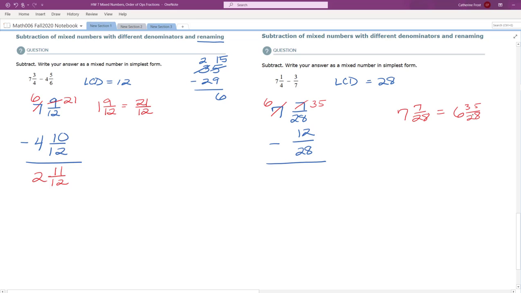Of course, we would never write 6 and 35/28. We don't want to have a mixed number that's got an improper fraction, but it allows us to more easily solve this problem and do the subtraction here. So that's why we're doing it. Okay, so now we do 35 minus 12, and if you're more comfortable, you could use your calculator.